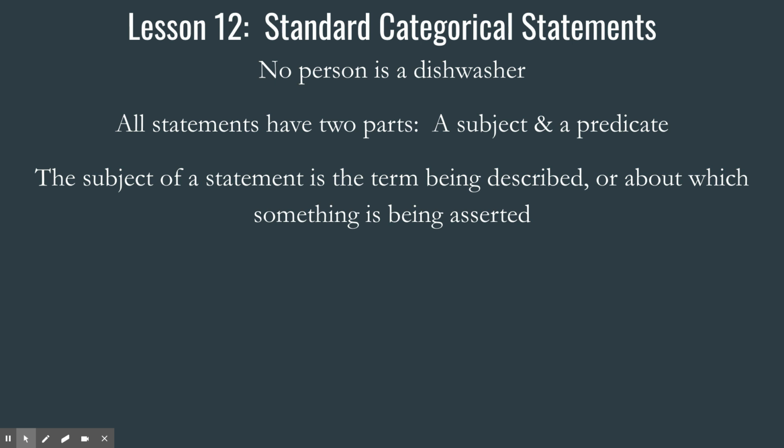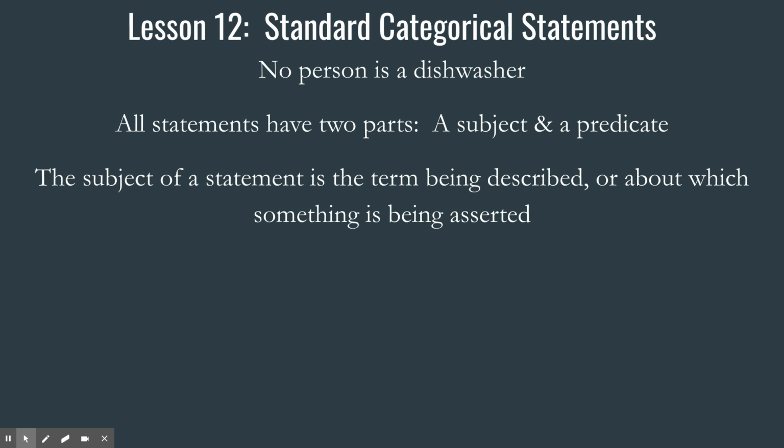So the subject of a categorical statement is the term being described or about which something is being asserted. Your subject is, in shorthand, what you're talking about. Your predicate is what you're saying about the subject. So how about this? Your subject is what you're talking about. The predicate is what you're saying about what you're talking about.